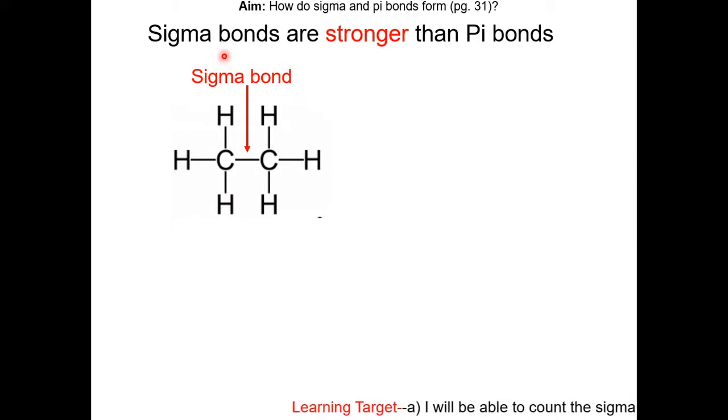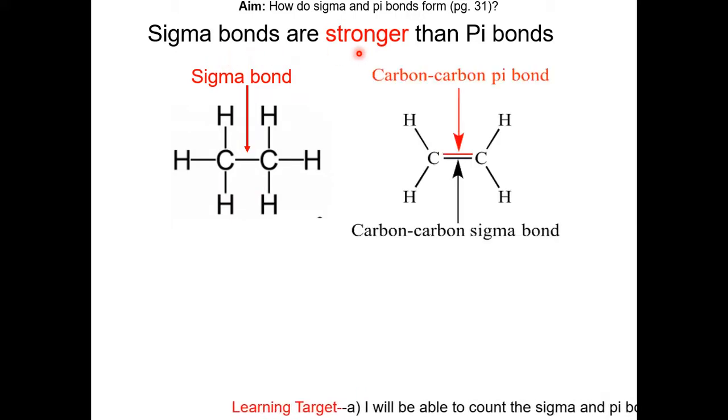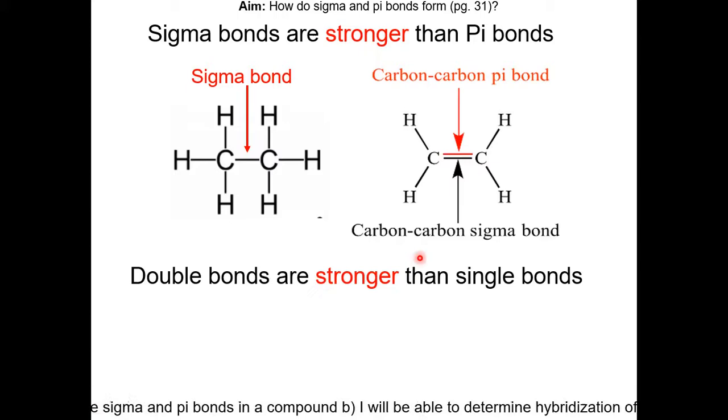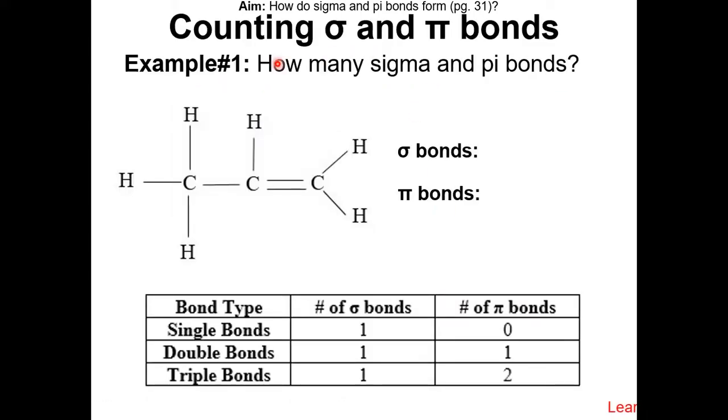Keep in mind, sigma bonds are stronger than pi bonds. This is because the overlap in sigma bonds is end-to-end rather than side-to-side as in pi bonds. Since double bonds have 1 sigma and 1 pi bond, they are stronger than a single bond, which only has a sigma bond. Now we're going to count the number of sigma and pi bonds.